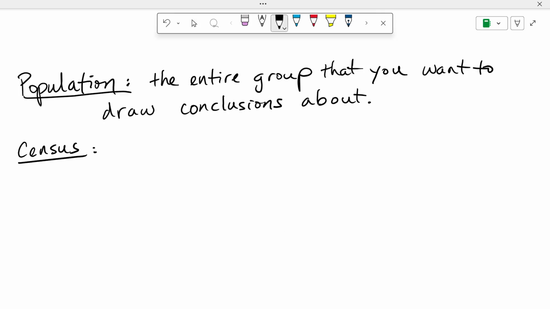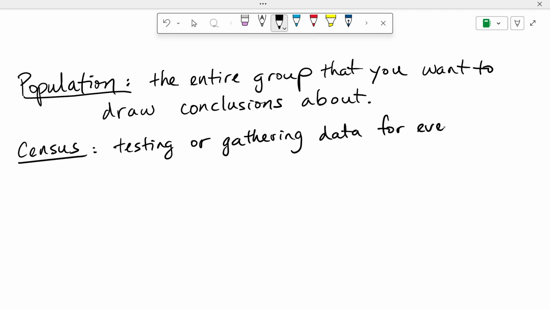A census is a situation where you are testing or gathering data for every element. And again, an element of a population could be a person or a thing of a population.